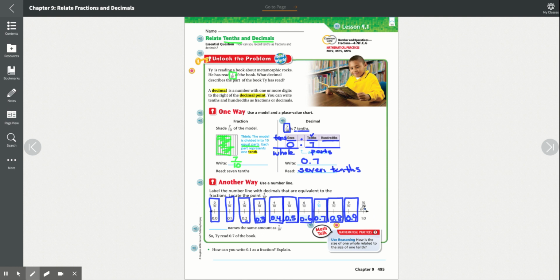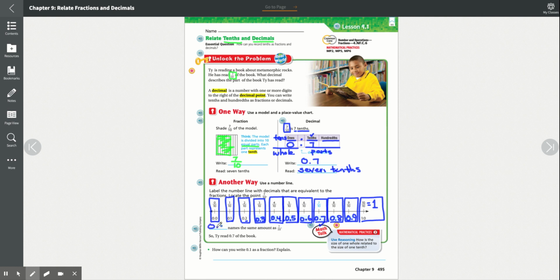So what happens when we get to 10/10? You may remember that 10/10 is equal to 1 whole. So how would we show that? Using our decimal and considering our place value chart, it would be 1 whole and nothing in the tenths place. So therefore, here it is.